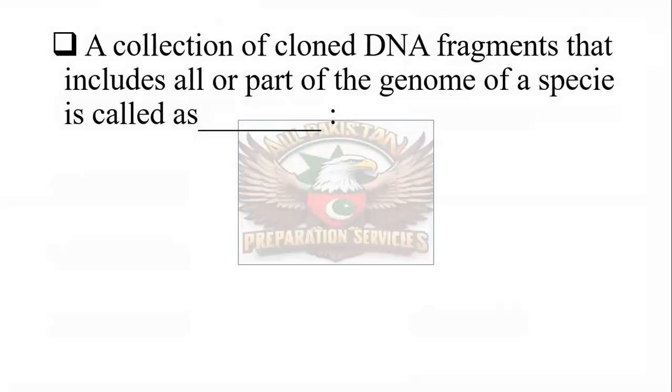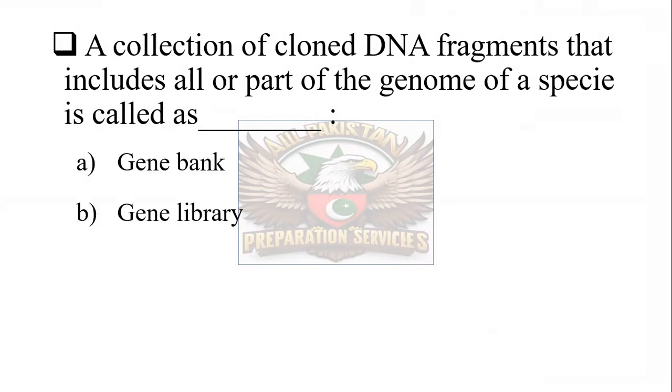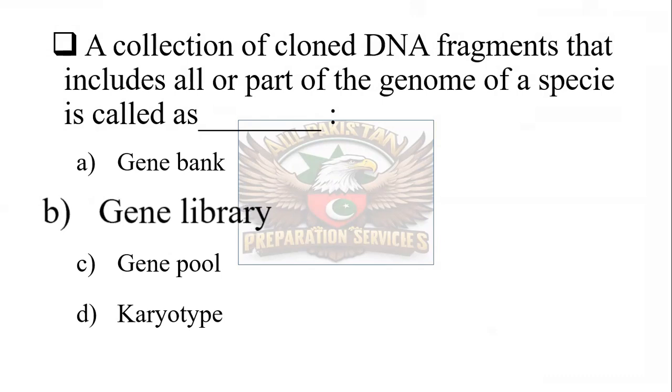Our first question is: a collection of cloned DNA fragments that includes all or part of the genome of a species is called as gene bank, gene library, gene pool, or karyotype. The correct one is gene library. A collection of cloned DNA fragments that includes all or a part of the genome of a species is called a gene library of that species.